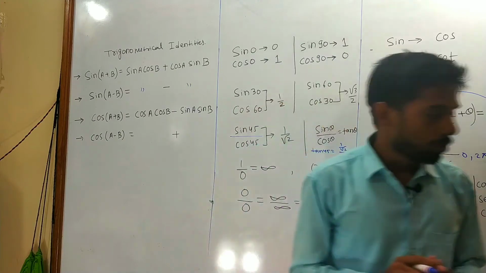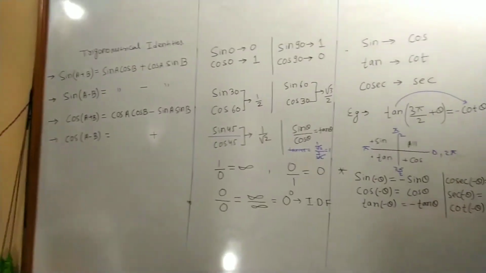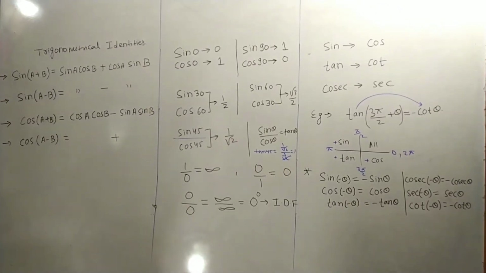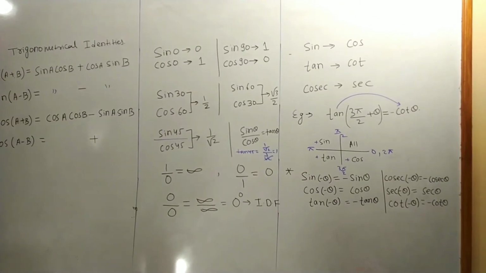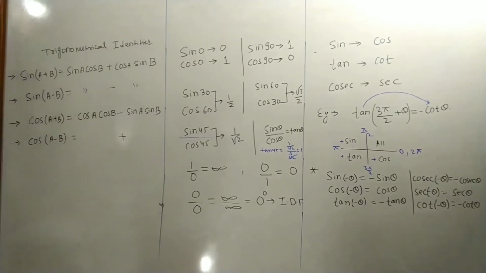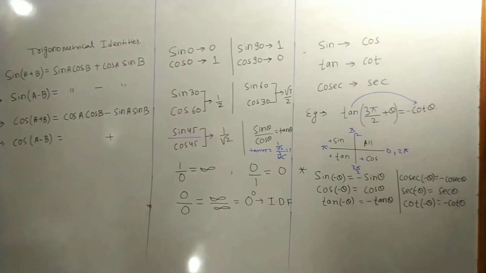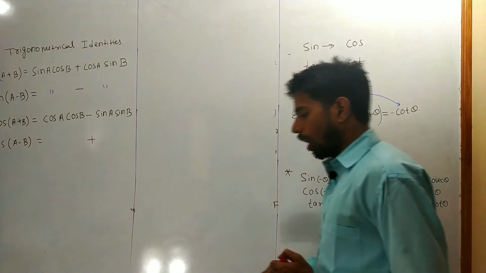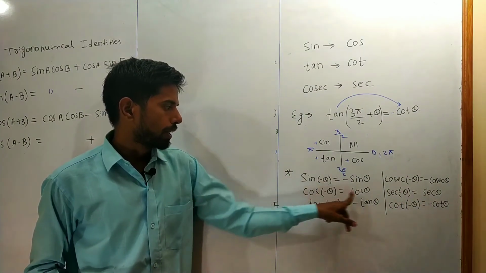Now I am going to tell you how these values come: sine of minus theta is minus sin theta, and cos of minus theta is cos theta. You copy this first. I am going to tell you how this formula comes. Sine of minus theta is minus sin theta, cos of minus theta is cos theta.